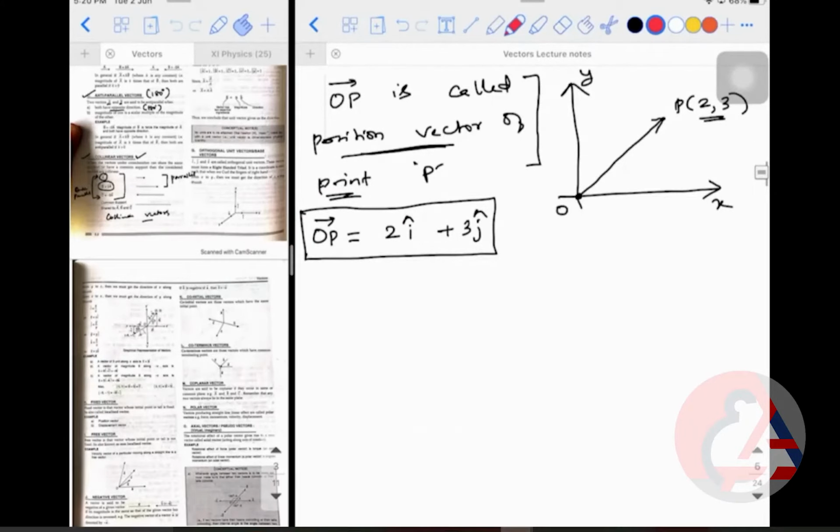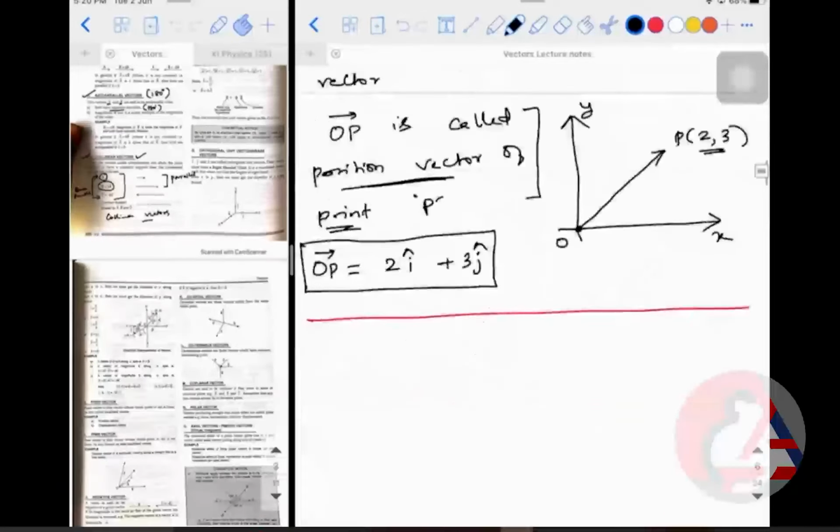The next concept is the magnitude of a given vector. Yesterday I told you, right? For the magnitude of a given vector, you put a modulus around it, as simple as that. But I told you there is a way to calculate it. So now I'm going to give you the formula for calculating the magnitude of a vector.